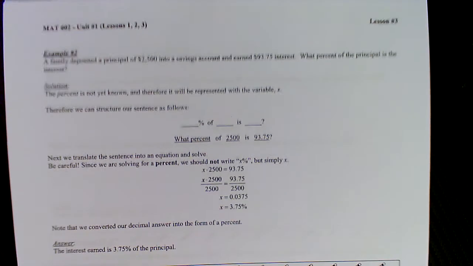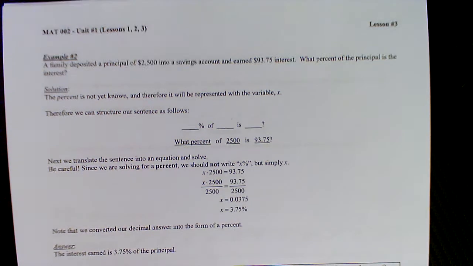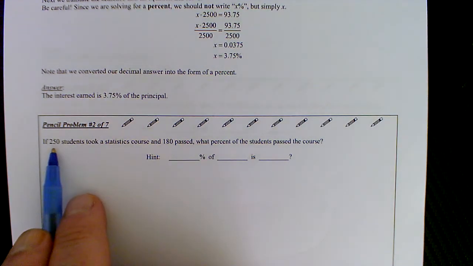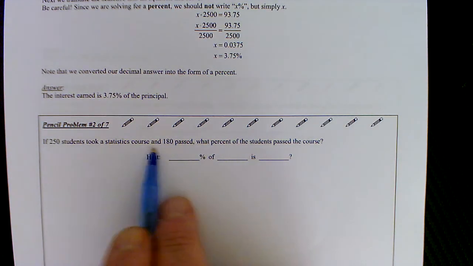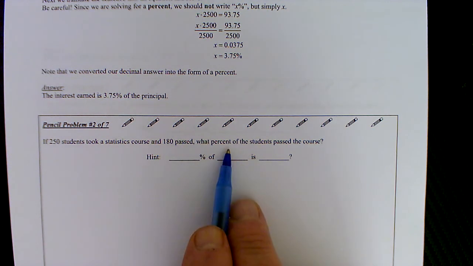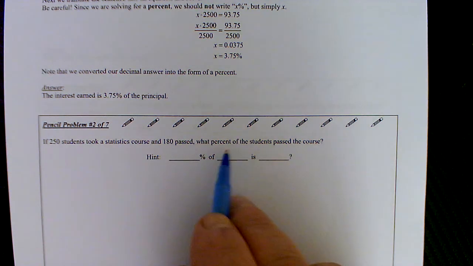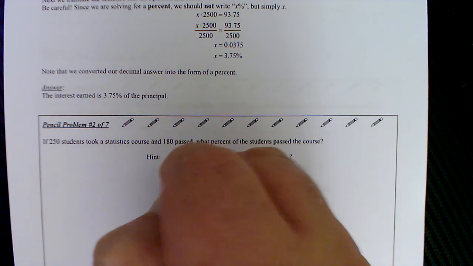Next example, same idea. I'll go to the pencil problem. And we give the hint again. Blank percent of blank is blank. Now we're told 250 students took a statistics course, 180 passed. What percent passed the course? So the percentage is what we're looking for. We'll call that X.